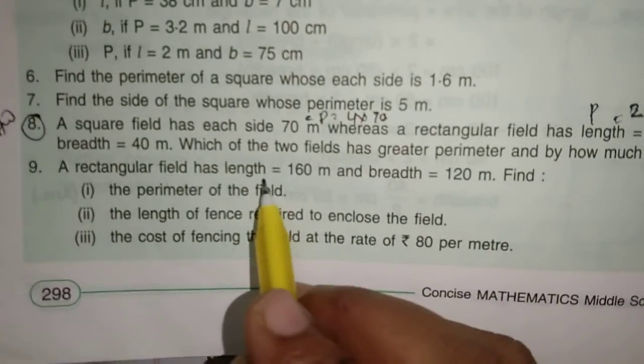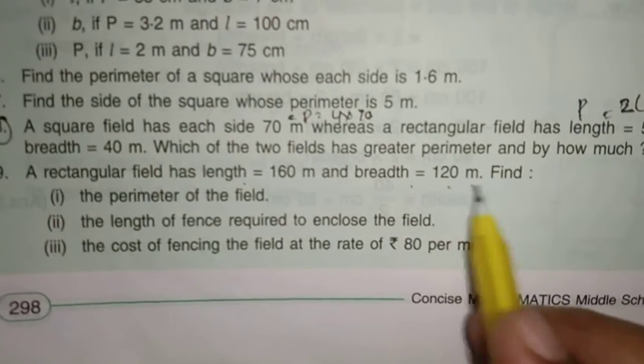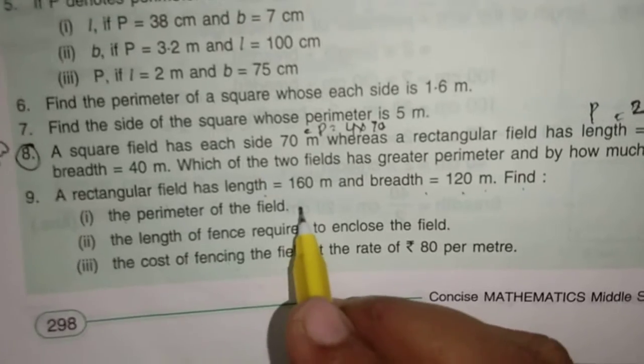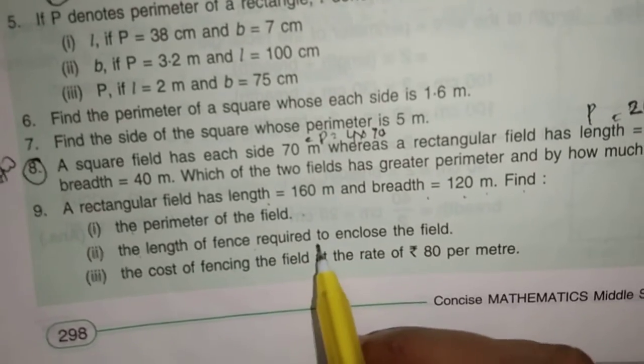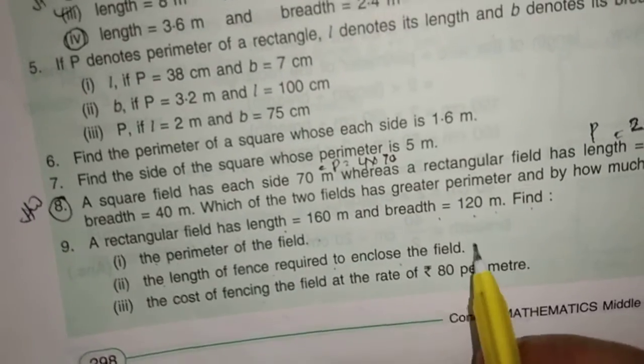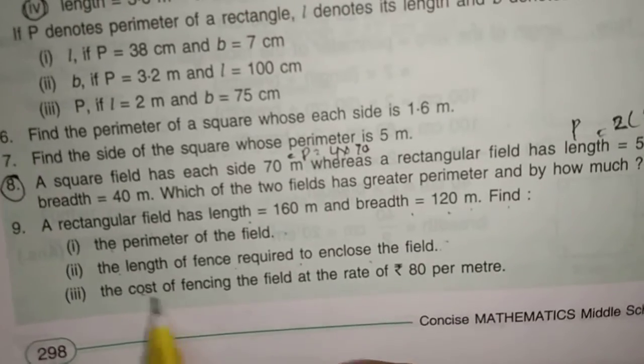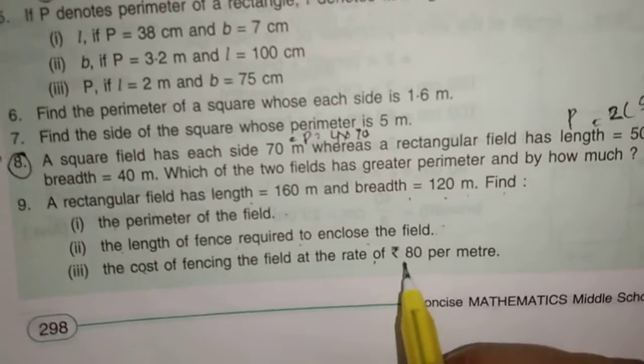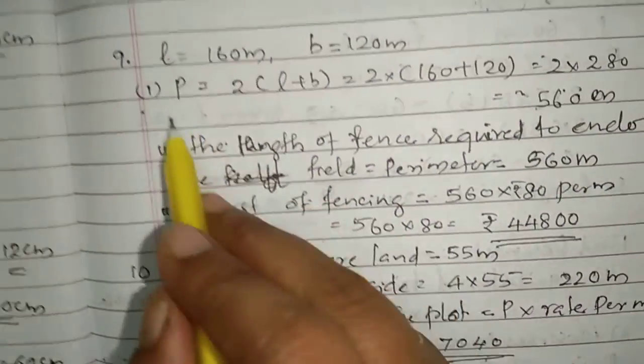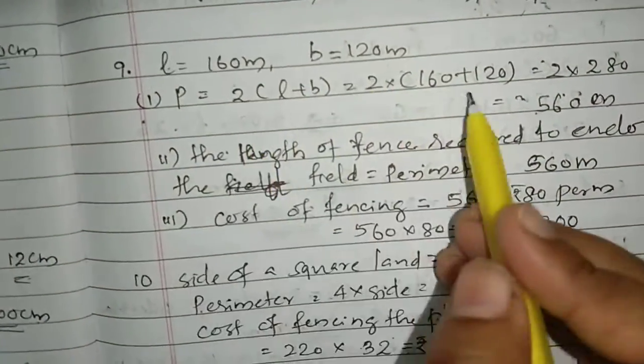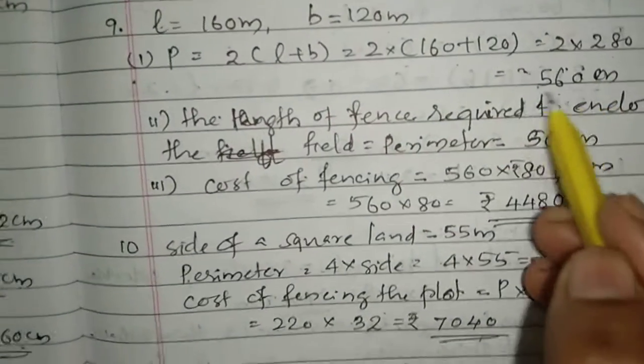It's a good question. A rectangular field has length 160, breadth 120 meter. First point, find the perimeter of the field. Then the length of fencing required to enclose the field. The cost of fencing that field is 80 rupees per meter. That means first of all we have to find the perimeter. Length and breadth are given, so using the formula we can find the perimeter.